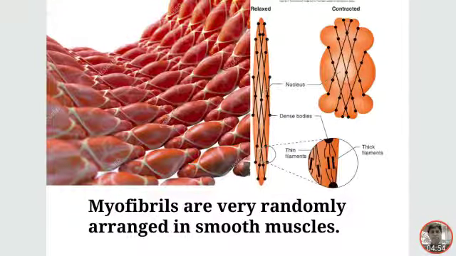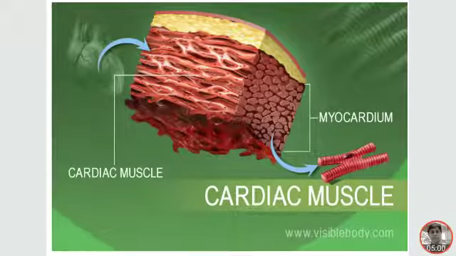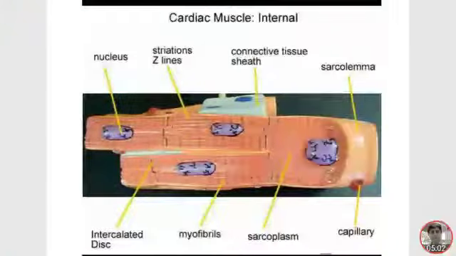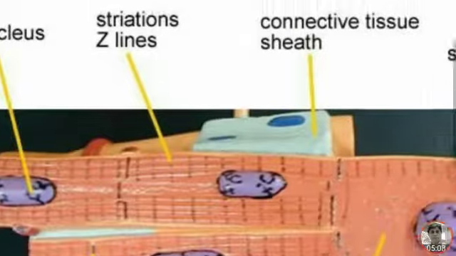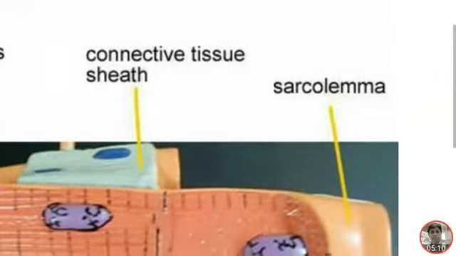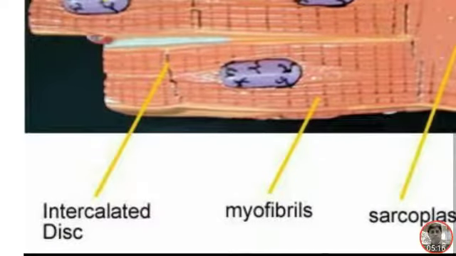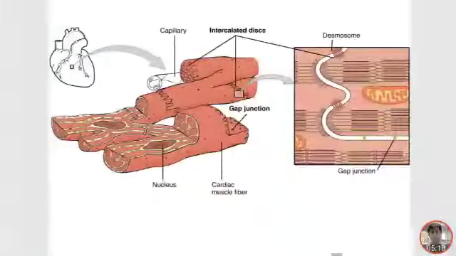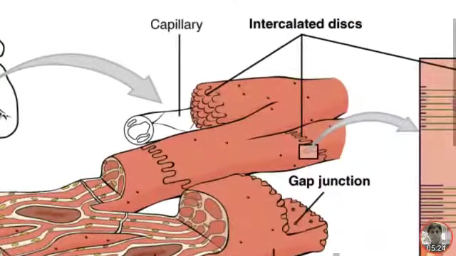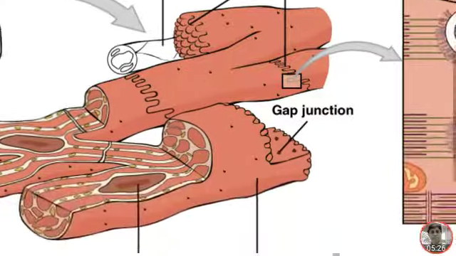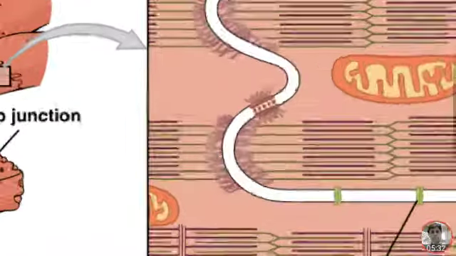Myofibrils are randomly arranged in smooth muscles. Cardiac muscle is present in the heart. Cardiac muscle consists of a nucleus, striations, a connective tissue sheath, sarcolemma, capillaries, sarcoplasm, myofibrils, and intercalated discs. So the heart consists of cardiac muscle with intercalated discs and gap junctions, nucleus, and cardiac muscle fiber. These are the gap junctions.